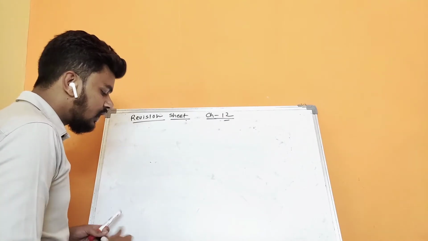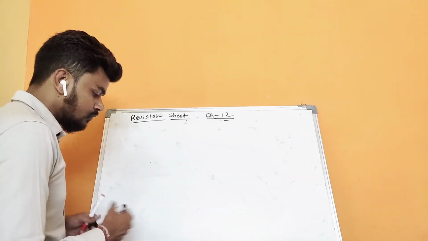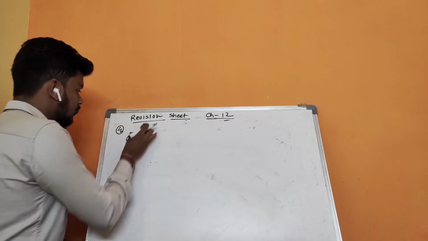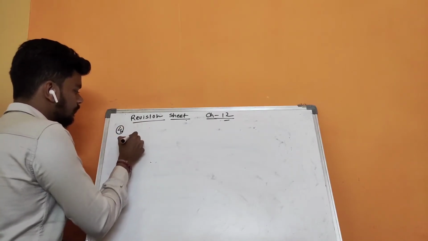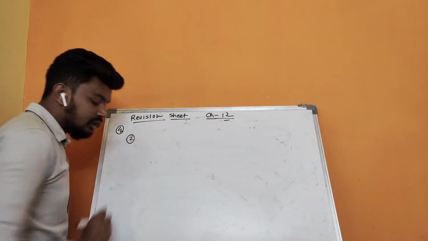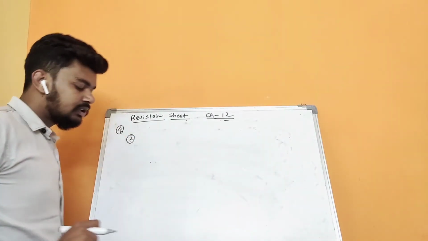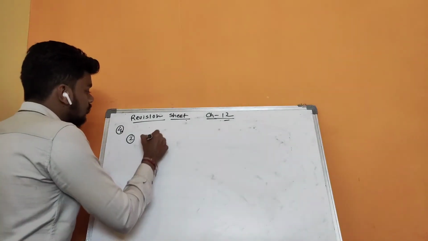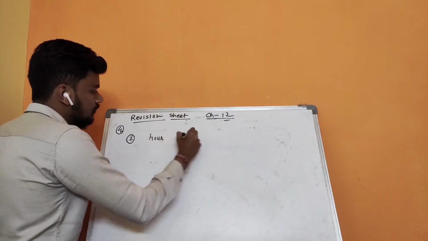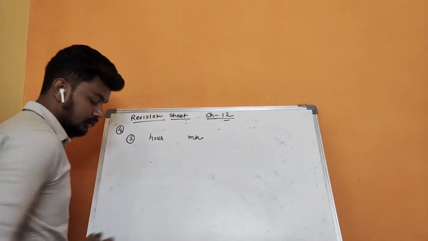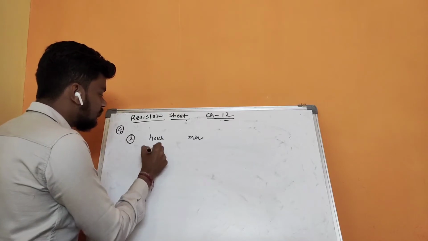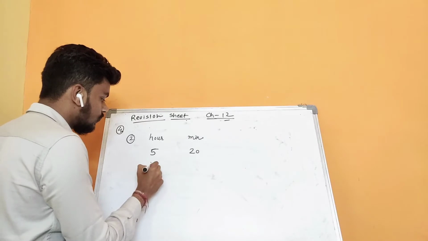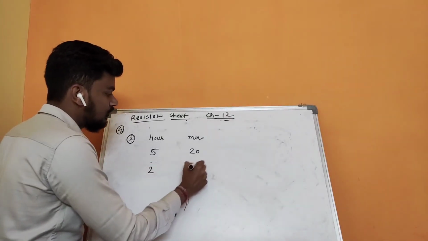First one is easy, second one and last one. Okay, so fourth question, first one, not the first one, second one. So the question is like 5 hours and 20 minutes minus 2 hours and 18 minutes. Hours, minutes. So 5 hours, 20 minutes, 2 hours, 18 minutes.